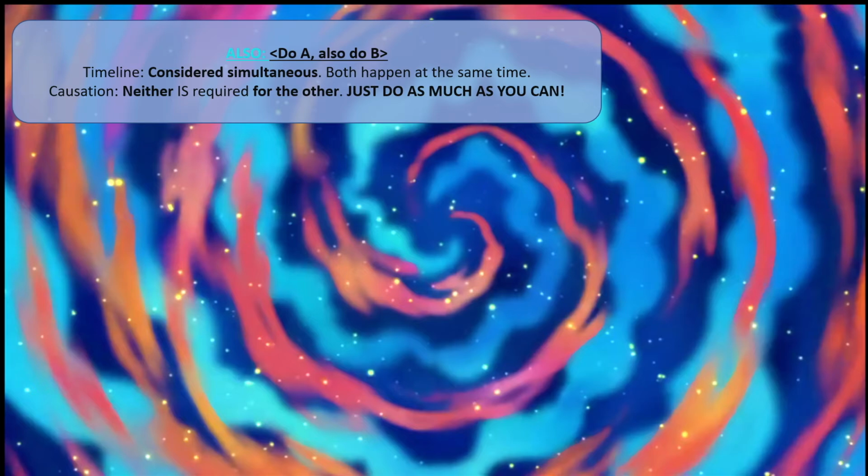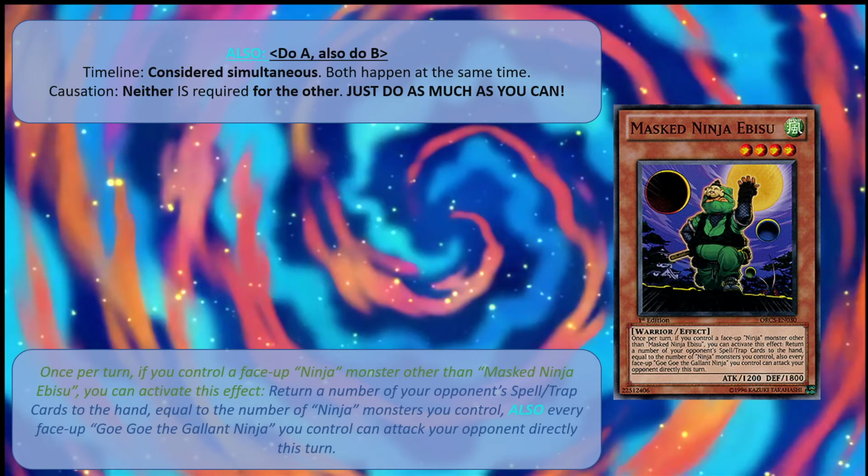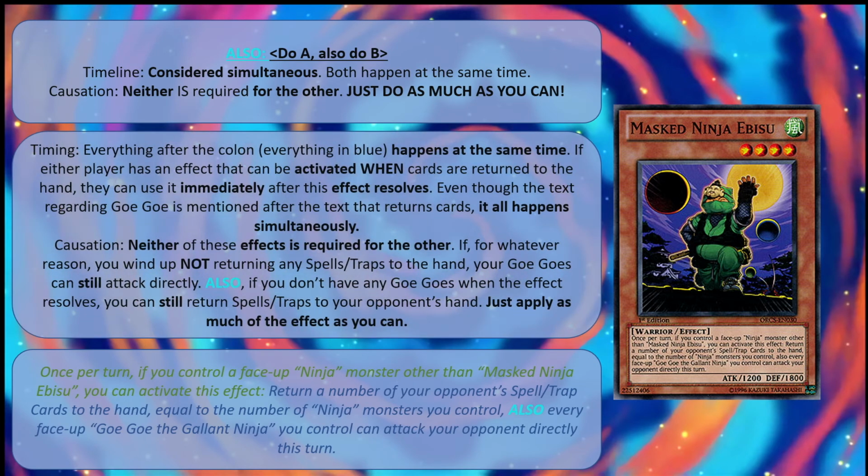So this card here makes it a bit hard to understand. So this card says, once per turn, if you control a face-up Ninja monster other than Masked Ninja, you can activate this effect. So this is part A that says, return a number of your opponent's spell/trap cards to the hand equal to the number of Ninja monsters you control. And then "also", so at the same time, every face-up Gallant Ninja you control can attack your opponent directly this turn. So everything after the colon, everything written in blue, happens at the same time.